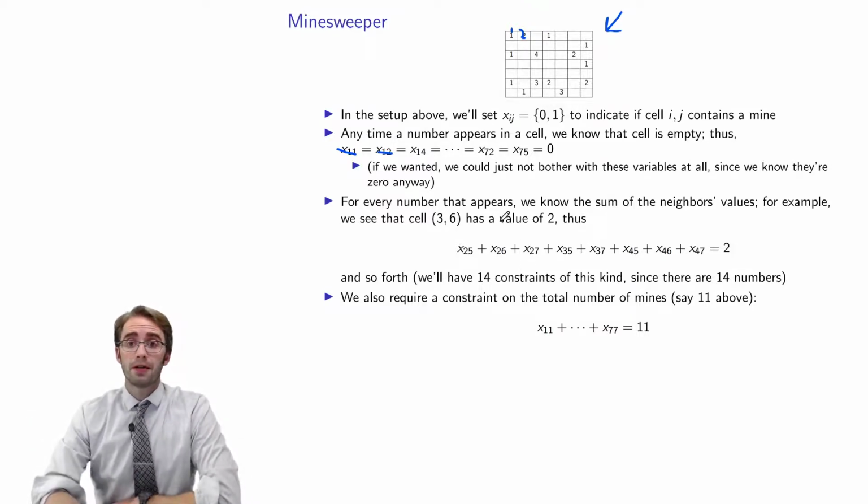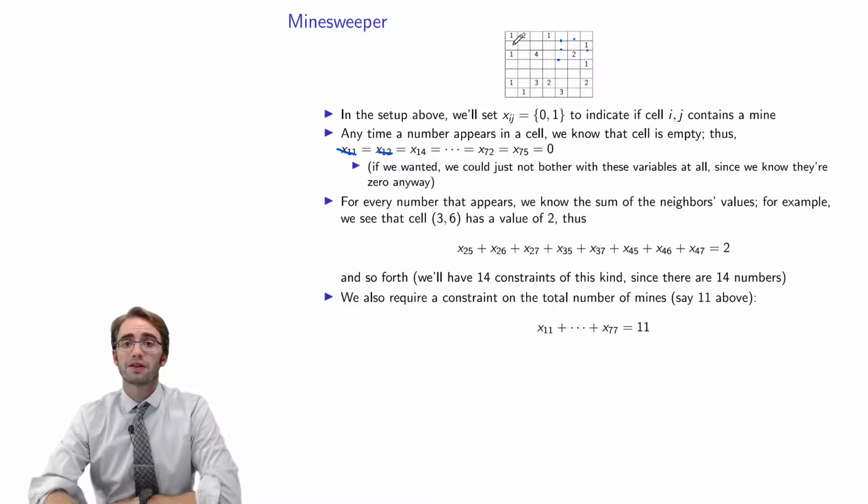Now, for every number that appears, we know that the sum of the neighbors' values has to be equal to the value in that square. And so, for example, you could look at this square here, and we'd say cell 3,6 has a value of 2. So where is that? That's cell 3, so third row down, and then 1, 2, 3, 4, 5, 6. There's a 2 in here, and so what do we know? We know that if you sum up these squares next to you, and there are 7 of those, we know that the sum of those has to be equal to 2.